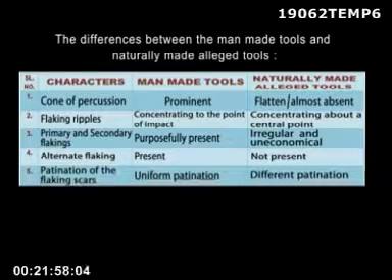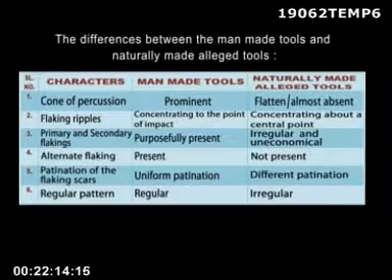Number 5. Patination of the flaking scars. It is uniform patination in the case of man-made tools, whereas it is different patinations in the case of naturally made LS tools. And lastly, number 6. Regular pattern. It is regular in the case of man-made tools and irregular in the case of the naturally made LS tools.